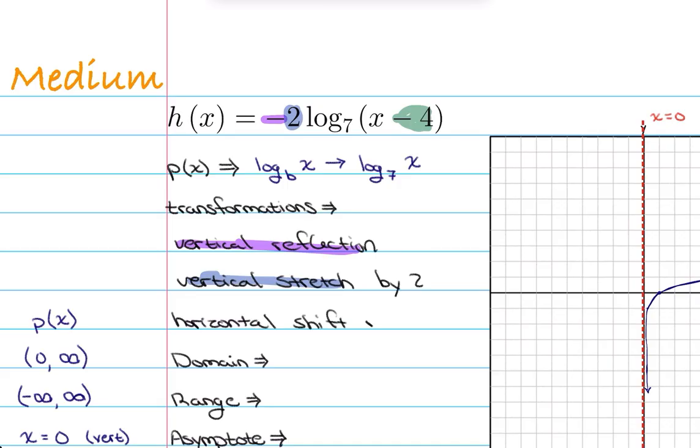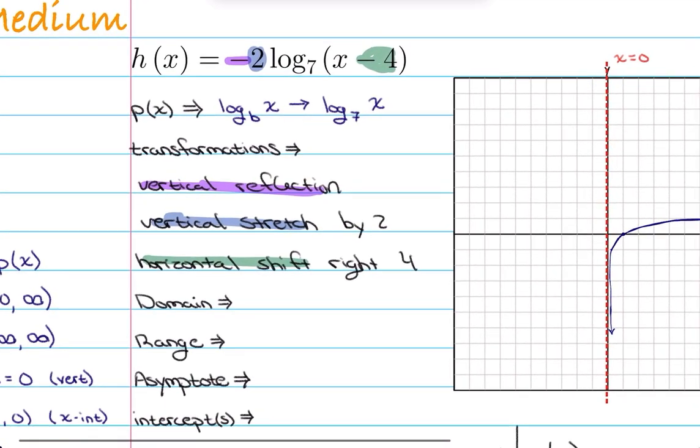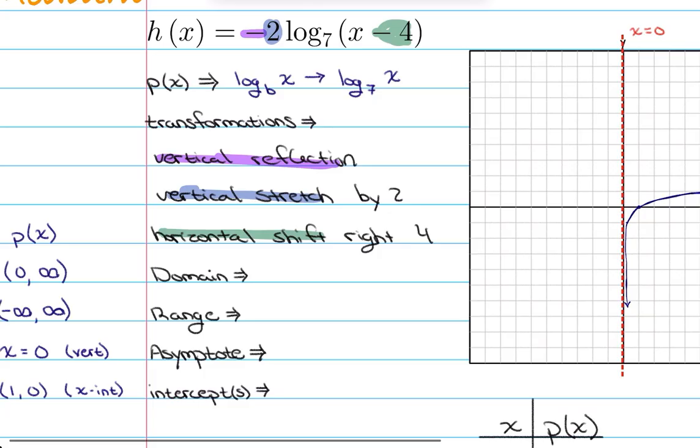And your x's are crazy. So instead of going to the left, we're going to go to the right 4 units. Those are our shifts. Those are our transformations. Going to our domain and range, I'm going to skip down to my range again because that's the easy part. Our range isn't going to change. It is going to stay -infinity to infinity.